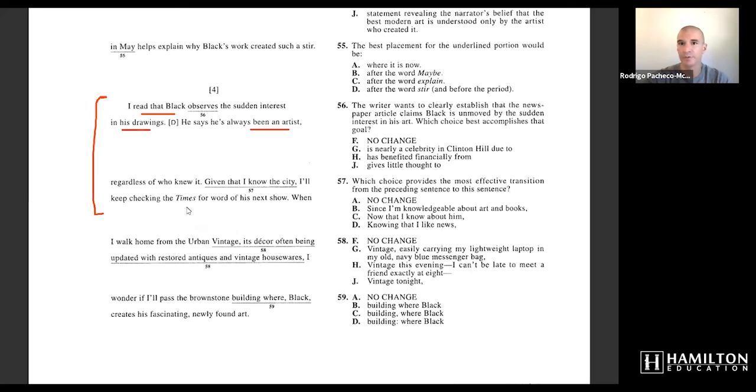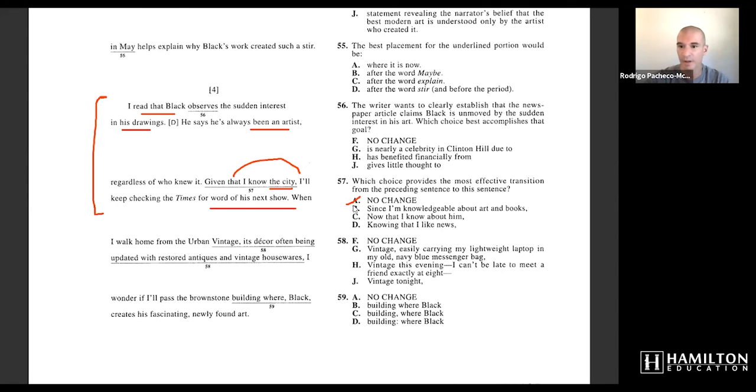So we want something that's going to be in line with these ideas. Let's take a look at the answer choices. A, no change, given that I know the city. This does not provide a transition because it introduces a new idea, and that is the city, right? There's no mention here of the city. And there's really no relationship between this clause, given that I know the city, and what follows. The relationship of ideas there is not clear. It doesn't really work. So we can eliminate A.